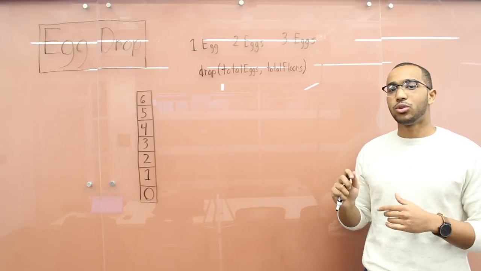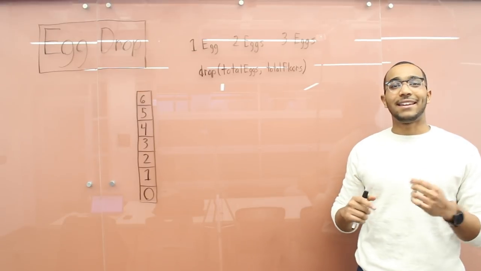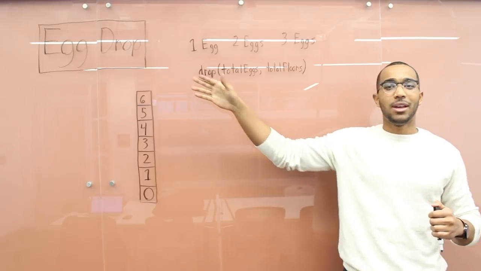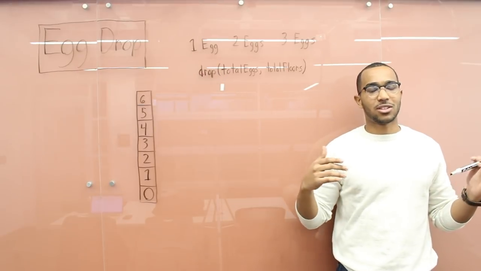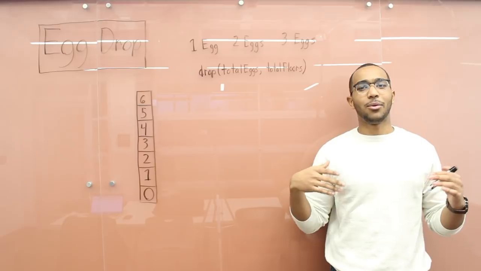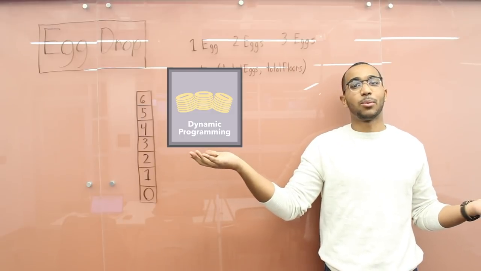All right, so what we're going to look at in this video is another dynamic programming problem. It is called egg drop. And this is another pretty, I wouldn't say famous, but well-known dynamic programming problem.